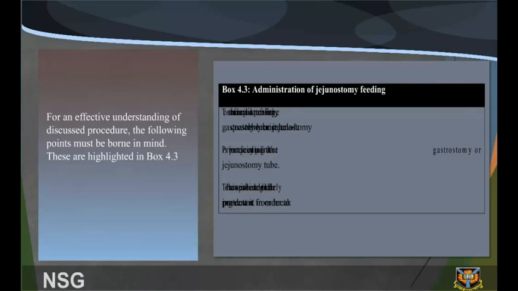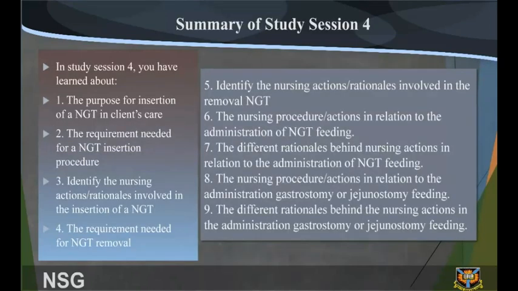For an effective understanding of the discussed procedure, the following points must be borne in mind. To facilitate easy insertion of the tube into the ostomy opening, the end of the gastrostomy or jejunostomy tube must be adequately lubricated. Prior to feeding, it is very important to ascertain the patency of the gastrostomy or jejunostomy tube. The peristomal skin should be assessed and dressed regularly with a skin protectant in order to prevent it from breaking down.